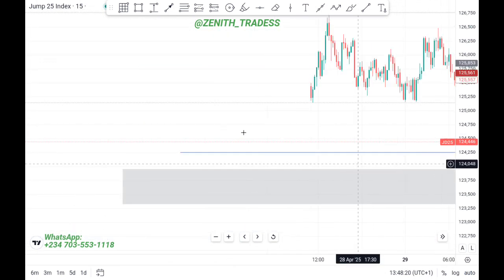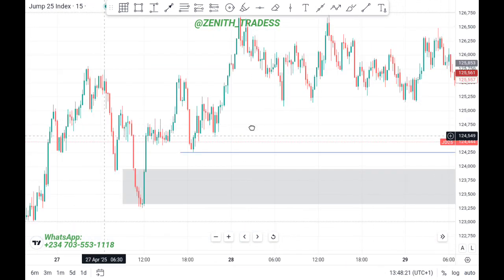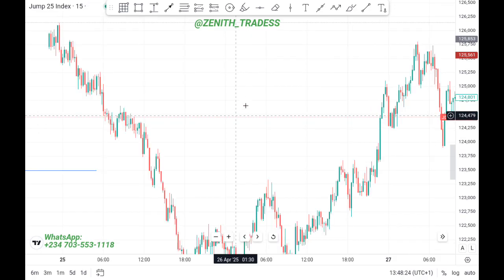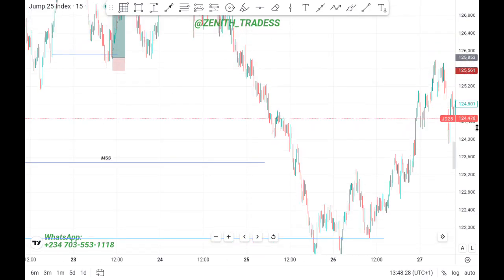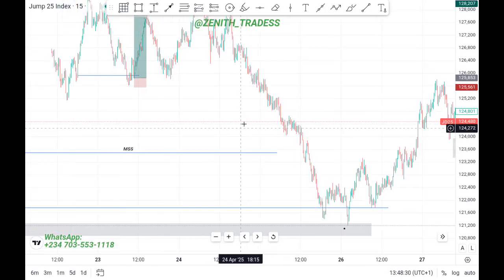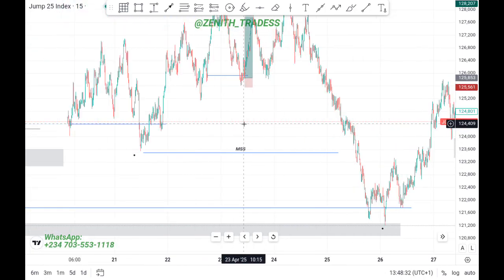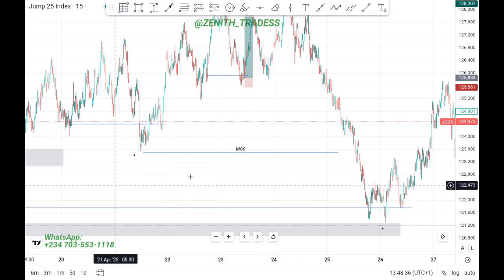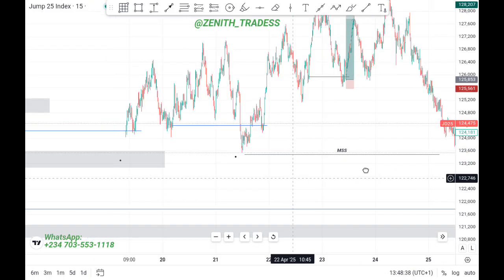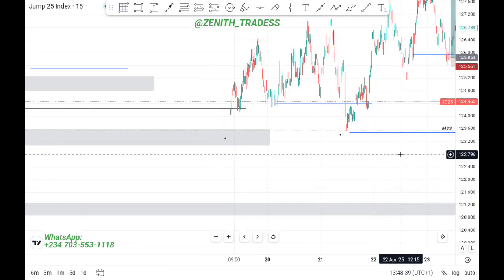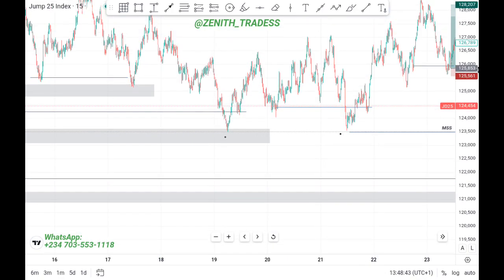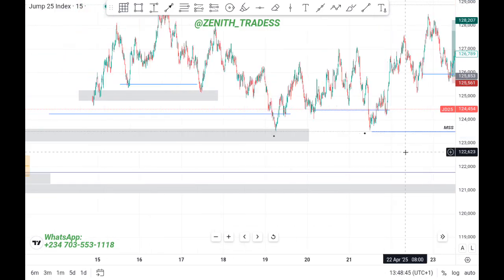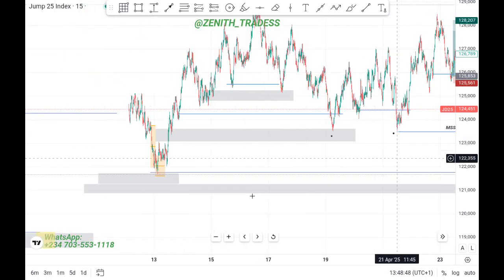Let me go back to what we just marked out, so that you see that reclaim block and mitigation block. Reclaim block is actually CRT, but where CRT did not give us confirmation or confluence on 4H. Before you can see CRT, you are using your 4H candle. If it did not give you confirmation on 4H, come to M15 and see if a reclaim block forms. If a reclaim block forms on M15, just wait for a retest, right?